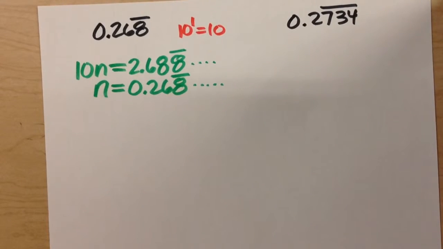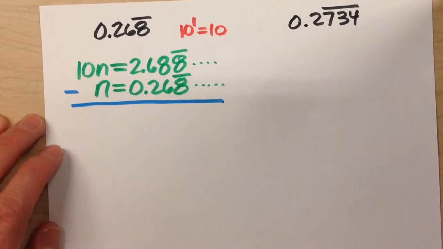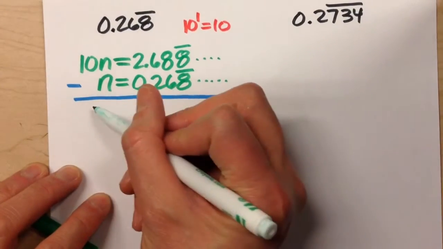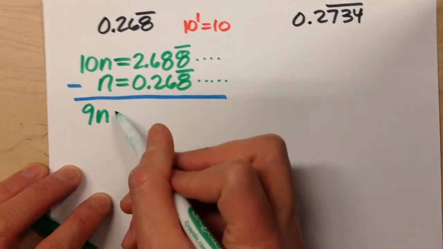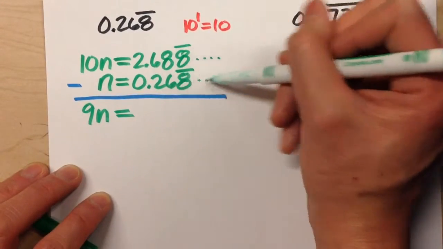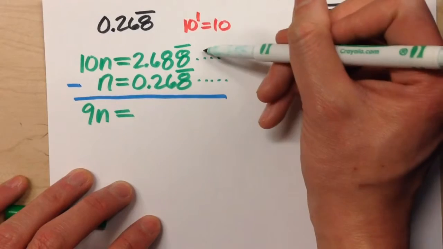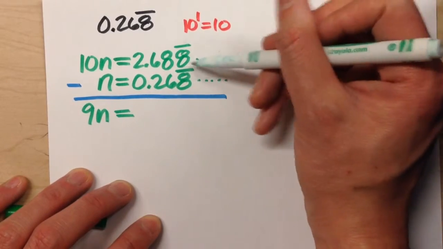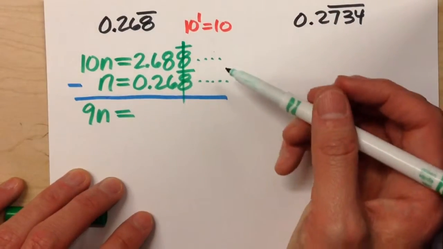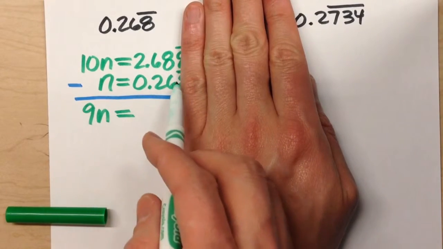Step 4 is subtract and solve the equations. So I'm going to subtract these two equations and see what I get. I know that 10n's minus 1n leaves me with 9n's. And when I subtract these, because these are all 8's over here and all 8's over here, I know they're going to get me zeros. 8 minus 8, 0, 8 minus 8, 0. All these, for all the infinite 8's, they're just going to subtract to get 0, including this one. And so really what I'm subtracting is 2.68 minus 0.26.